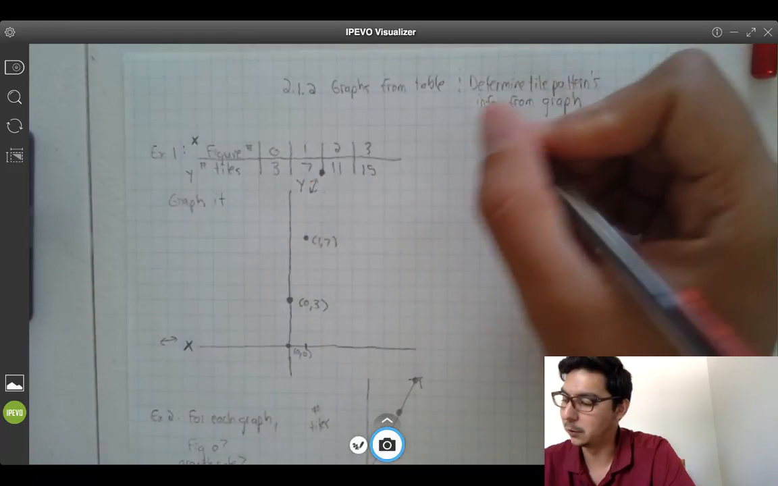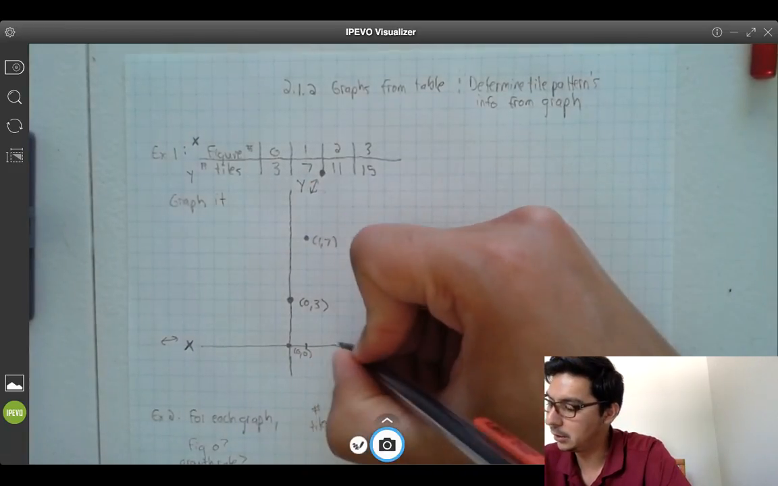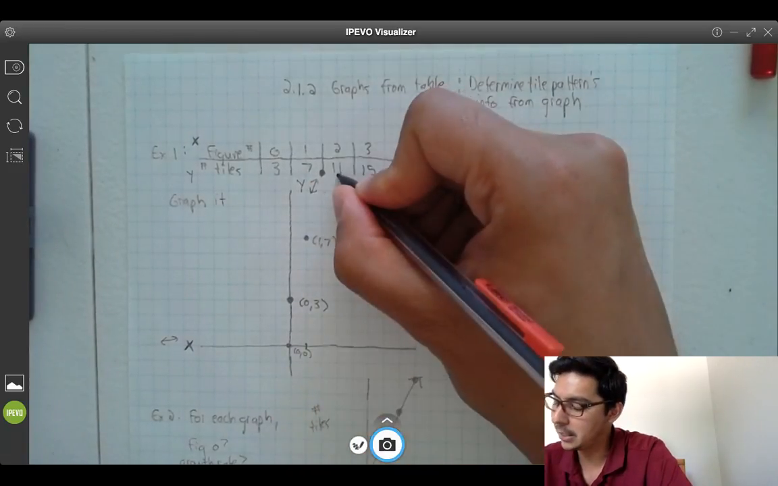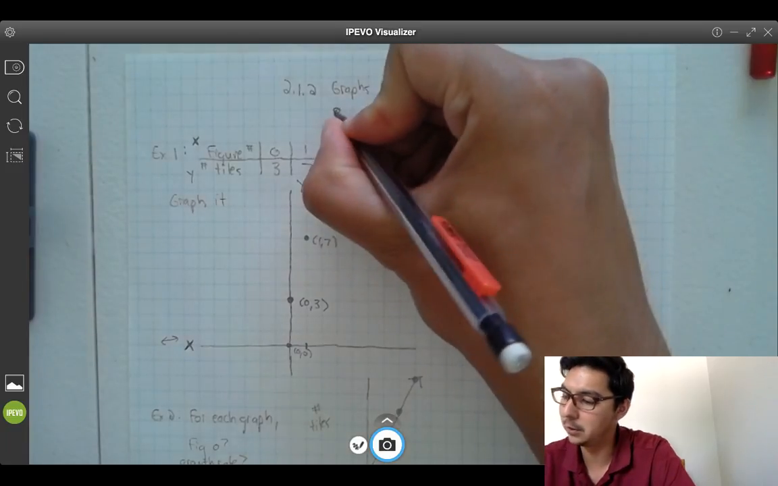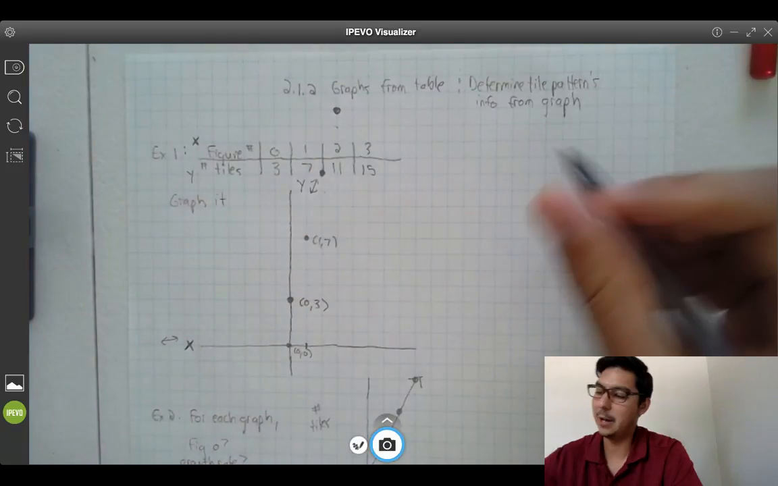Ooh, mine's going to overlap. I hope yours is nicer. 3, 15. X is 3. That's 11. So I'm going to continue from there. 12, 13, 14, 15. And that right there is actually the graph.